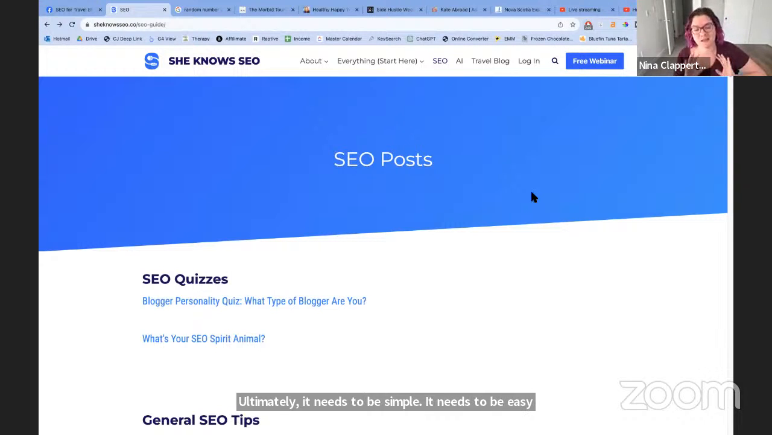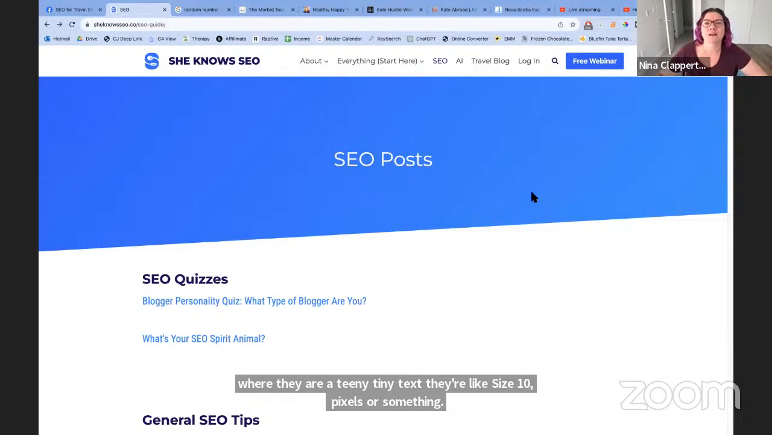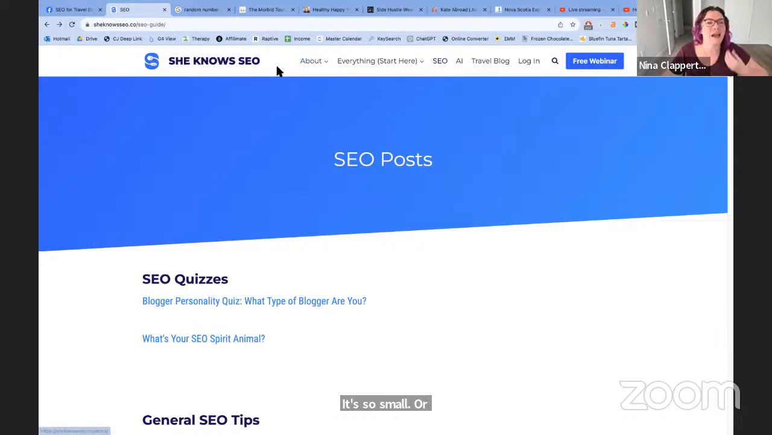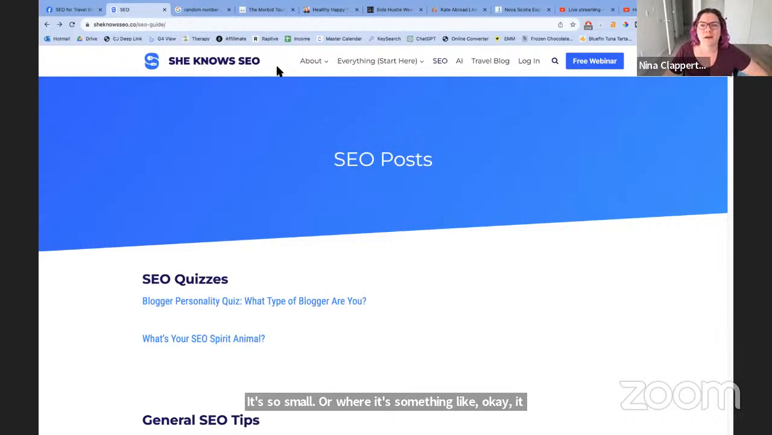So that also means I'm going to throw in some accessibility here, which I know everyone knows I get on my soapbox about a bit. It needs to be easy to read. The amount of menus I go to where they are teeny tiny text, size 10 pixels or something. It's so small. Or where it has a drop down, but I don't know it has a drop down. Now, I'm regularly out, wherever. I don't have great Wi-Fi, honestly. Don't have great cell service.